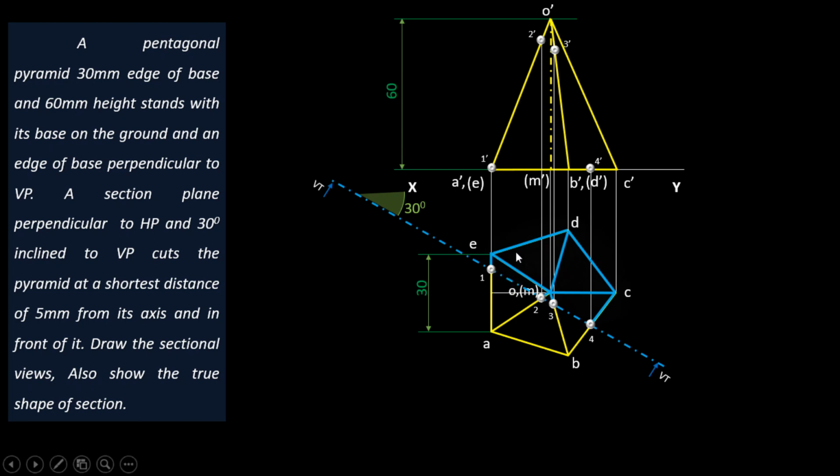Okay, that means the remaining portion is this solid, a small portion of these slant edges and remaining all these slant edges and also this base. And for the sectional front view, all the boundary edges will remain there.